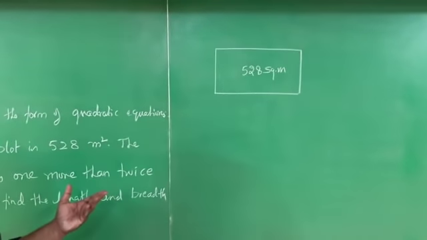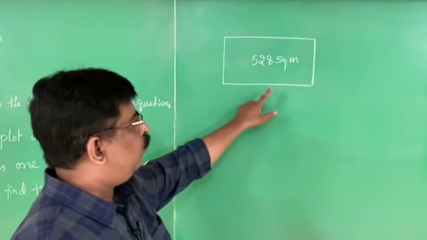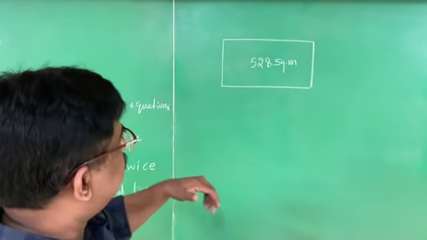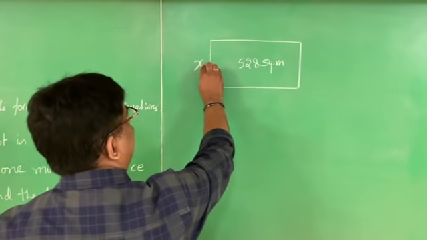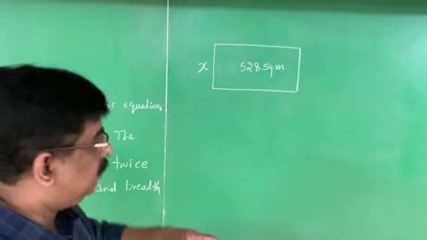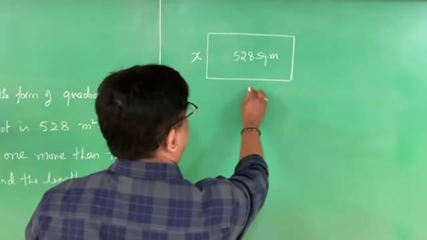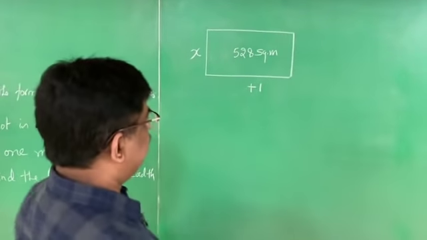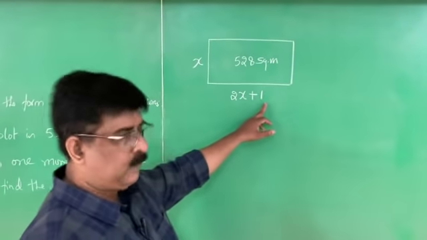And what he is telling is, the length of the rectangular plot is 1 more than twice its breadth. Therefore, I make the breadth as x, because it is smaller. Breadth is lesser, length is more. How much more? What is the relationship between the length and the breadth? The length is 1 more, means plus 1. 1 more to what? Twice its breadth. Twice its breadth means 2x. Therefore, length is 2x plus 1.